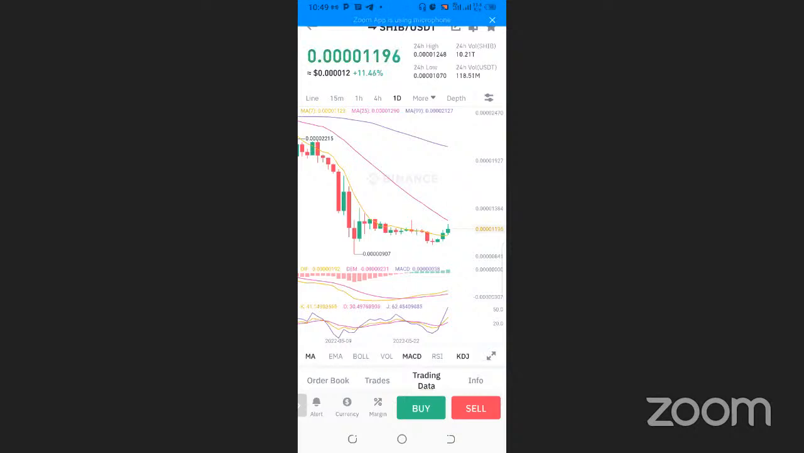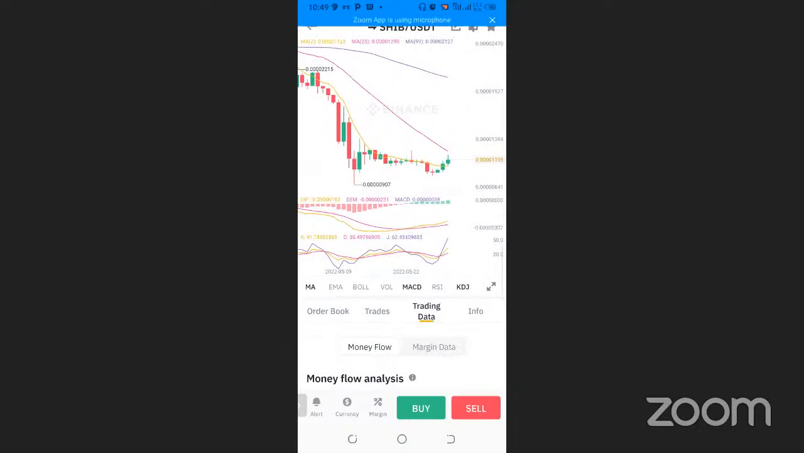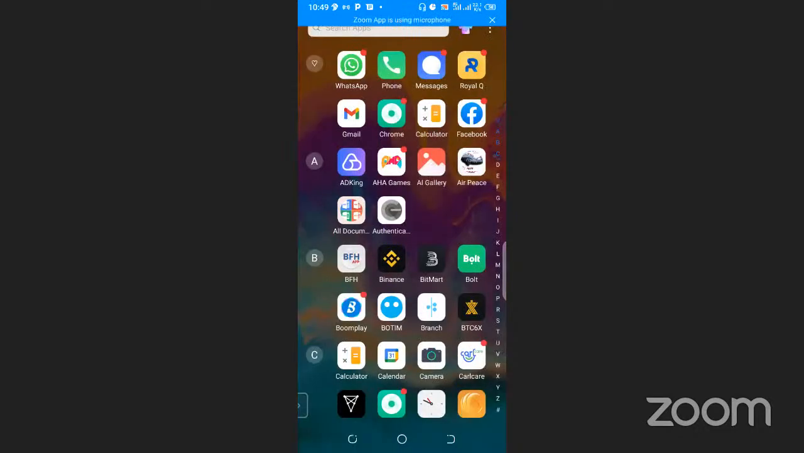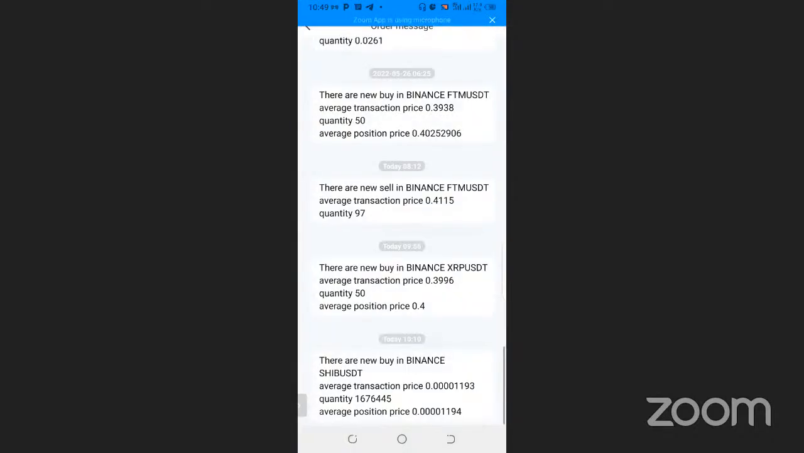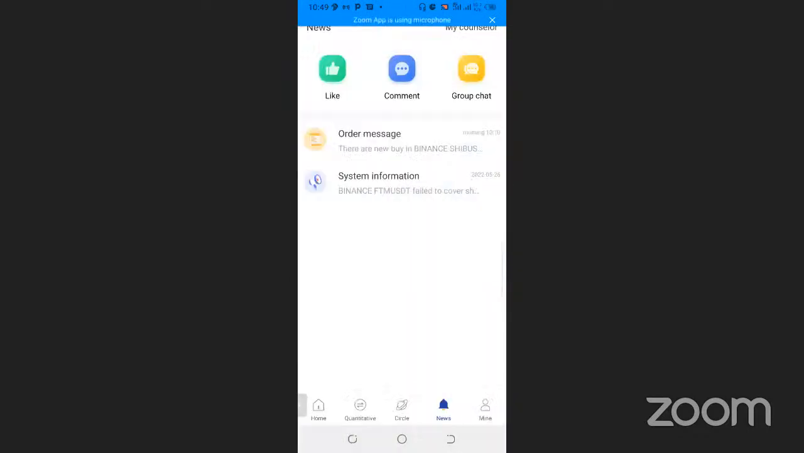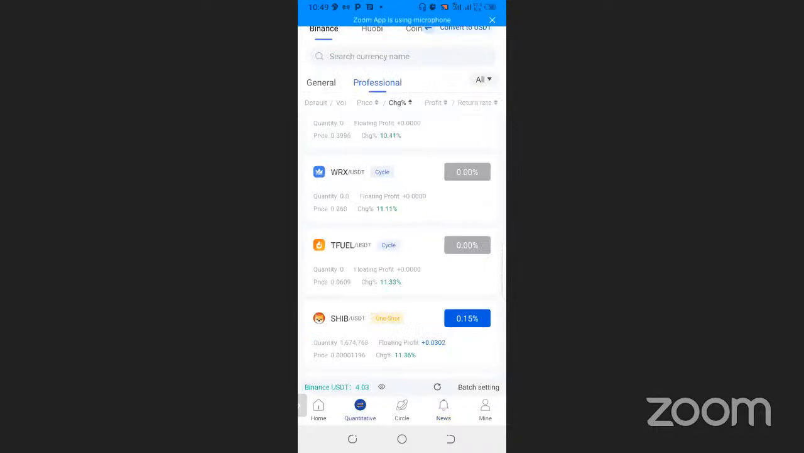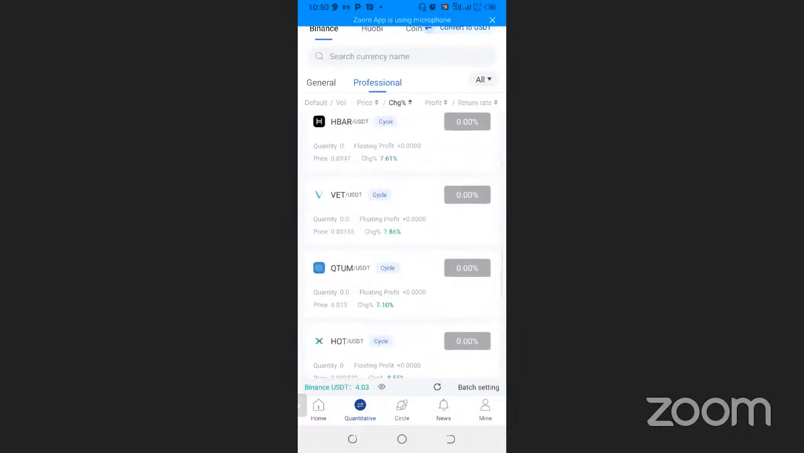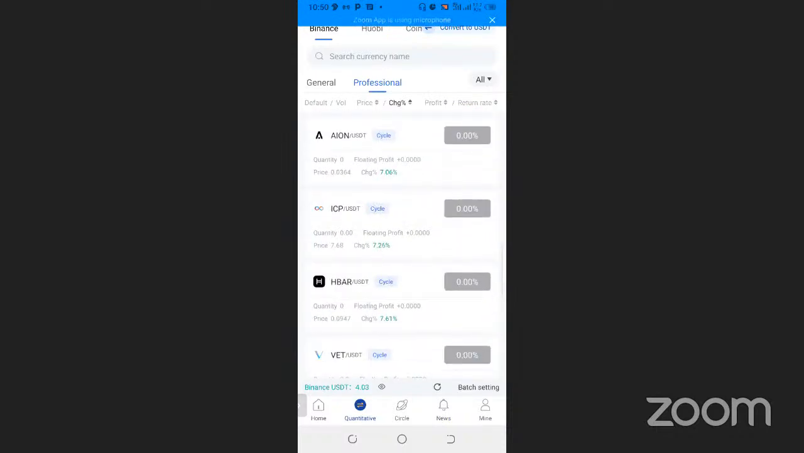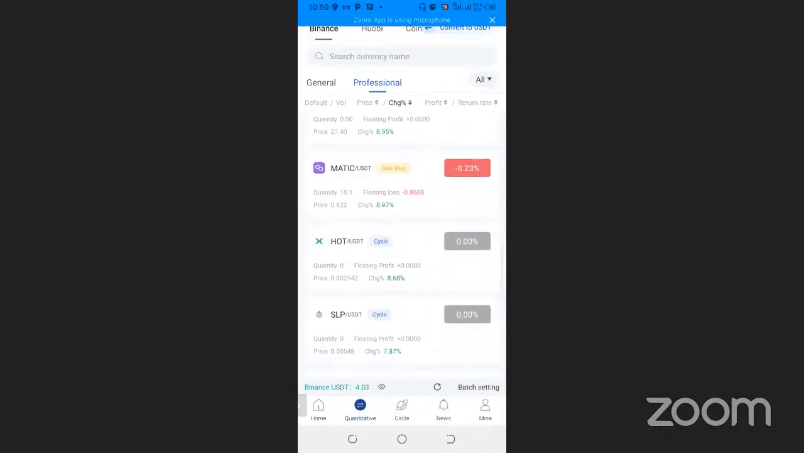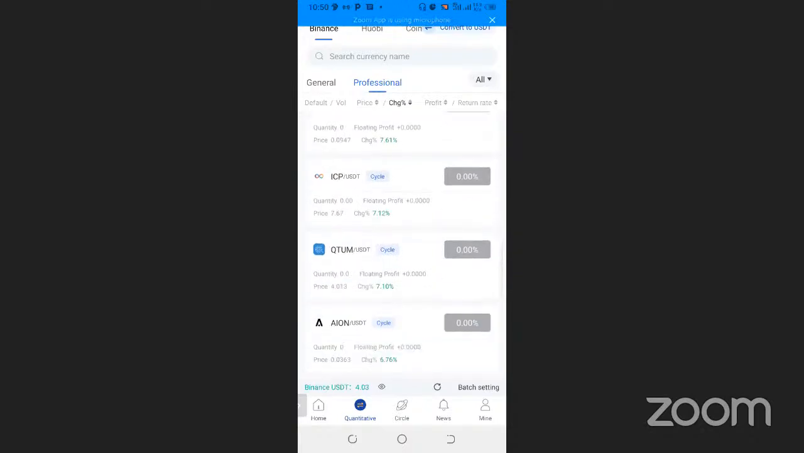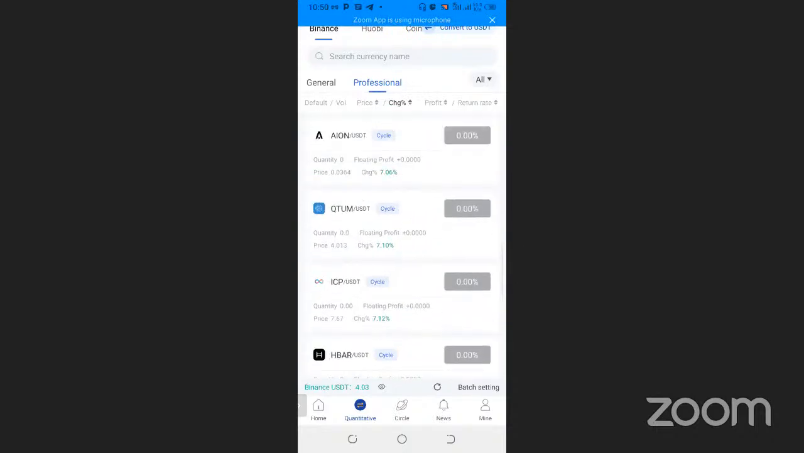All right. Thank you, sir. But I also want to find out: are there any other suitable coins which one can possibly trade now, apart from this Shiba? Let me check. Okay, let us check.